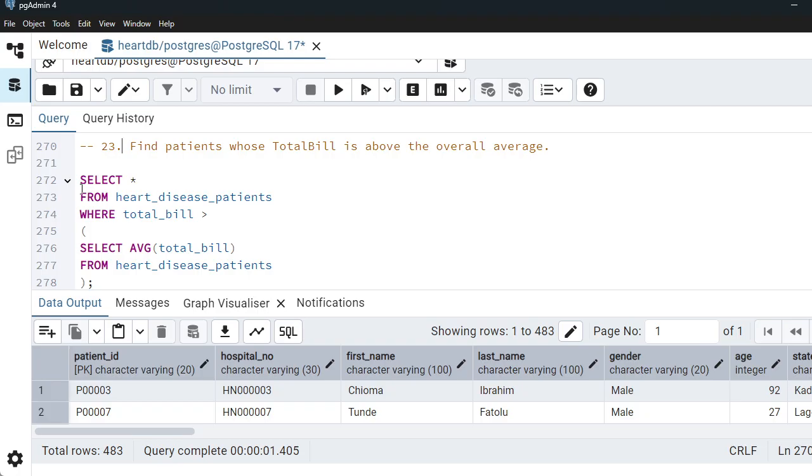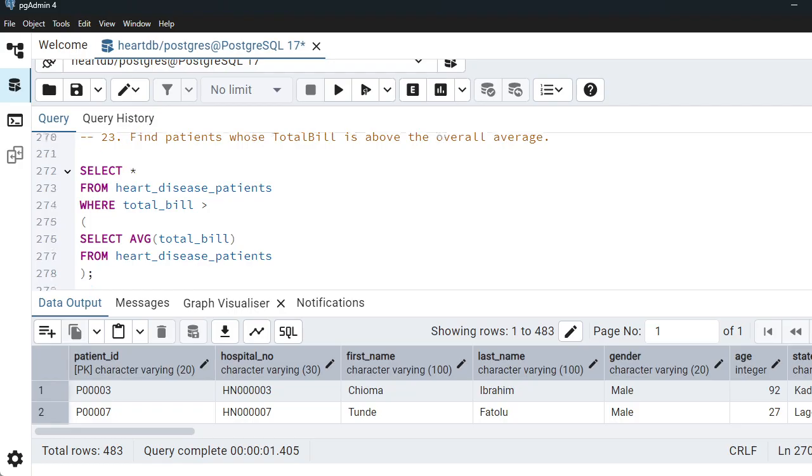That means before you can get this, you have to calculate your total bill first. After you get your total bill, then you look for whether the total bill is greater than the average total bill. So in the heart disease data, those are the values that are going to be returned for you, and that's what we have here. These are the information that we have here, right?